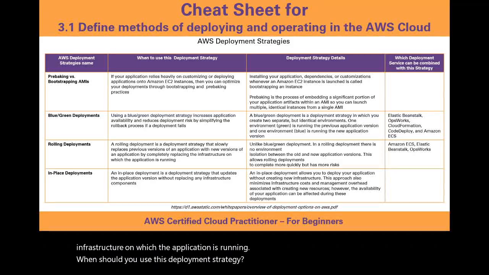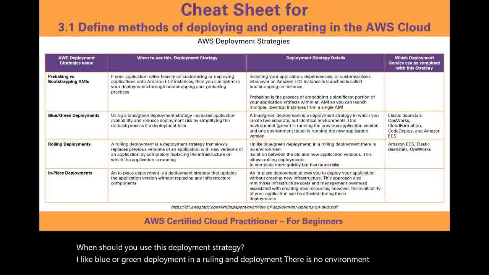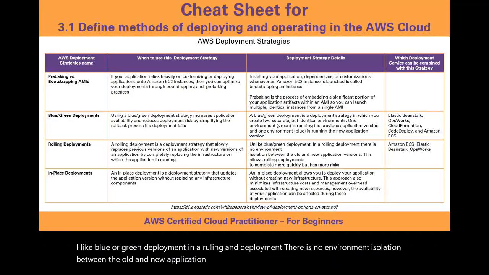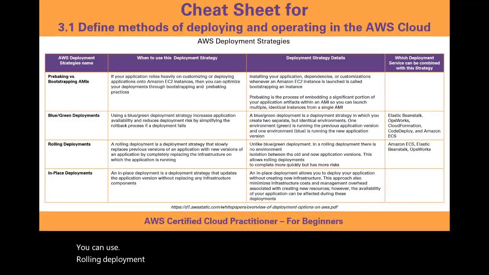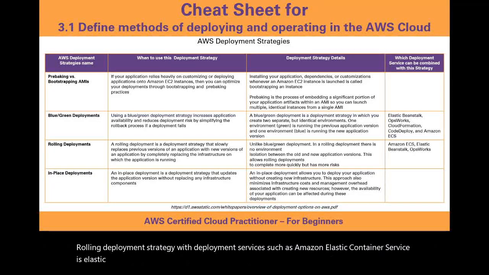Unlike blue or green deployment, in a rolling deployment, there is no environment isolation between the old and new application versions. This allows rolling deployments to complete more quickly but has more risks. You can use a rolling deployment strategy with deployment services such as Amazon Elastic Container Service, Elastic Beanstalk, and OpsWorks.